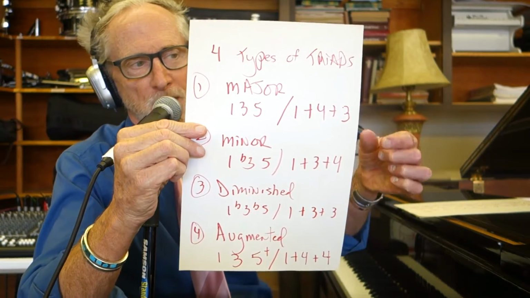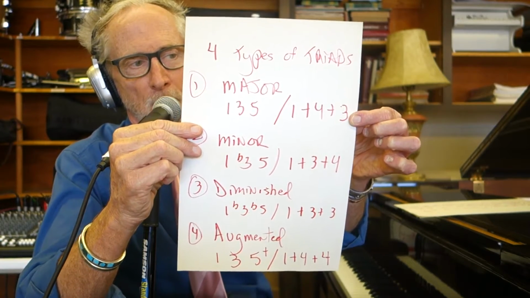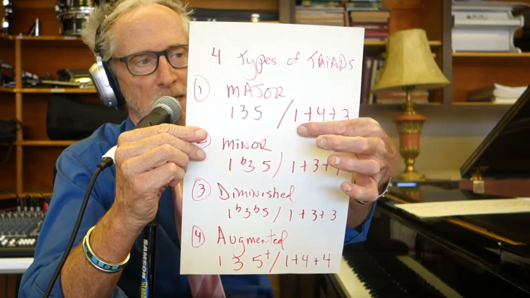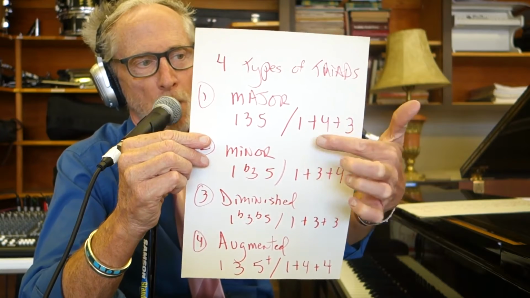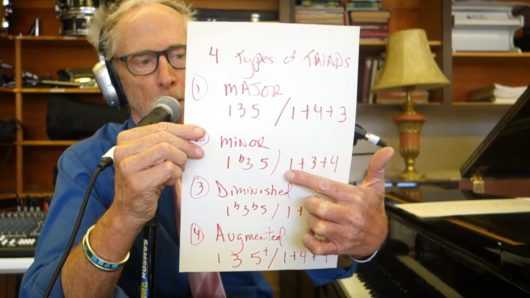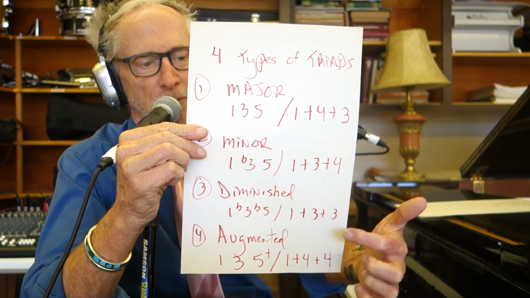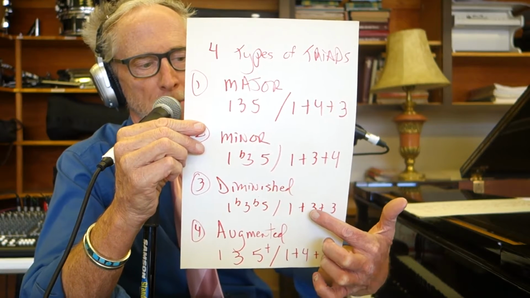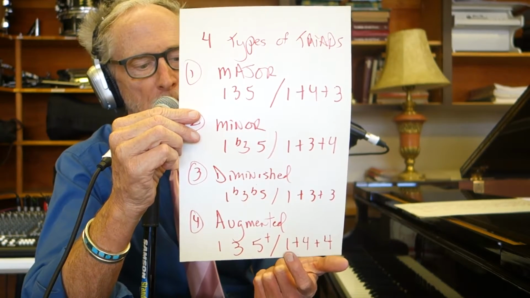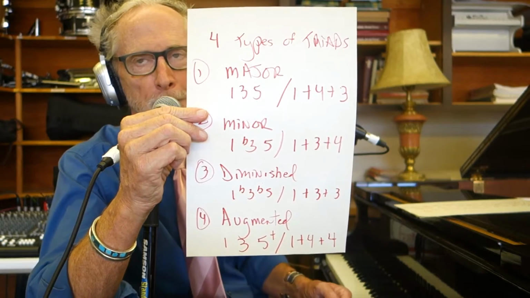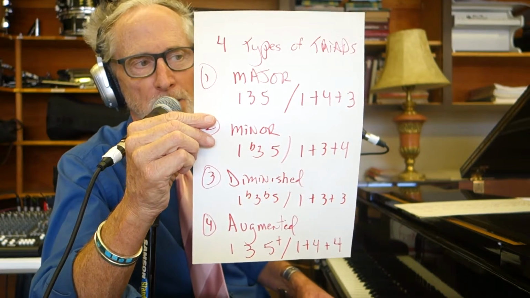Good, okay? Now, this side of the diagram deals with half steps. Write it down. Major is 1 plus 4 plus 3. Minor, 1 plus 3 plus 4. Diminished, 1 plus 3 plus 3. Augmented, 1 plus 4 plus 4. Good.